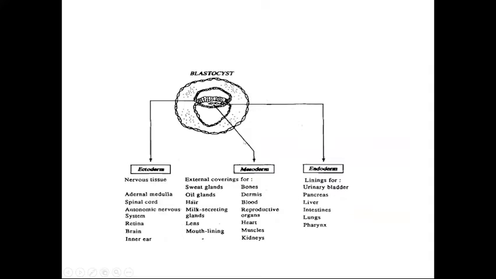Then you have this blastocyst. These basically show you the structures which are going to develop from the ectoderm, endoderm, and the mesoderm.